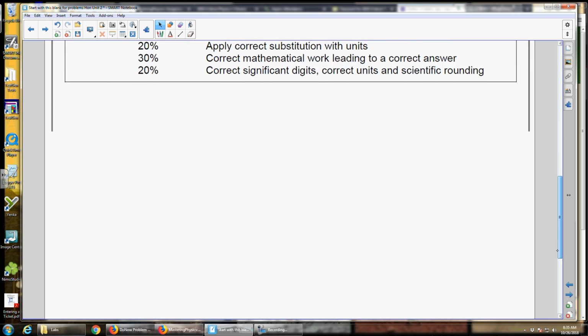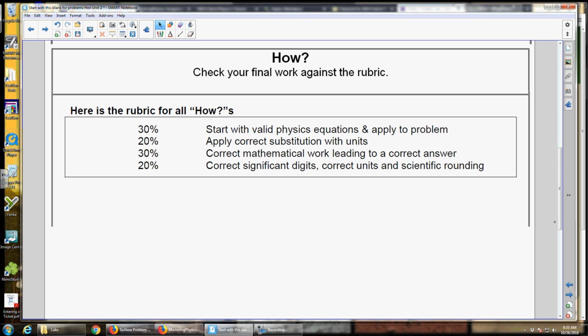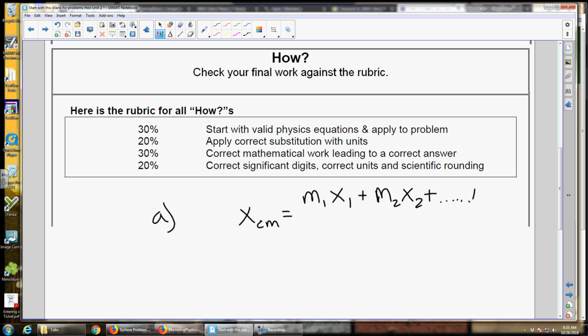Now go down here to our how, and I need my center of mass equation, and I unfortunately forgot to open up my equation sheet, but I remember it off the top of my head, which is x_CM equals (m1 x1 + m2 x2 + ... + mN xN) over the total mass. One way to write that.